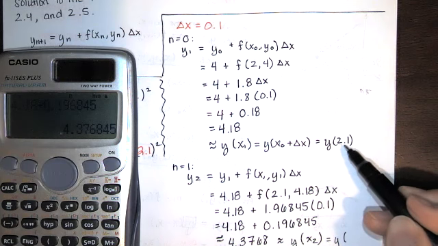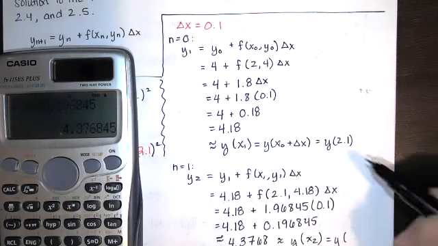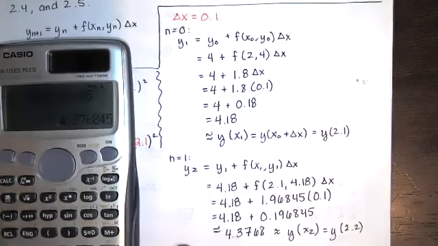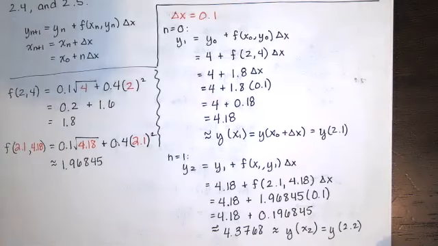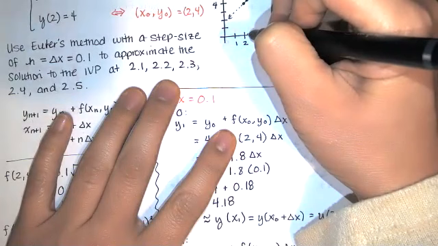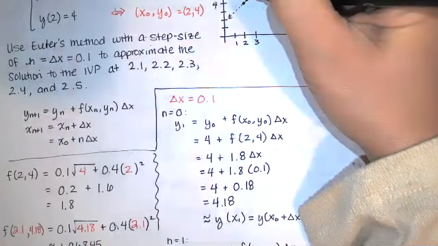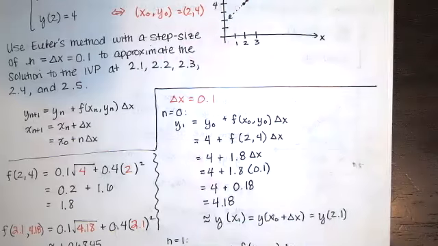And x used to be 2.1. We took a step size delta x from there of delta x equals 0.1. So we go from 2.1 to 2.2. So we're saying when x is 2.2, y is approximately 4.37. So at 2.2, y is 4.37. So maybe it's there.